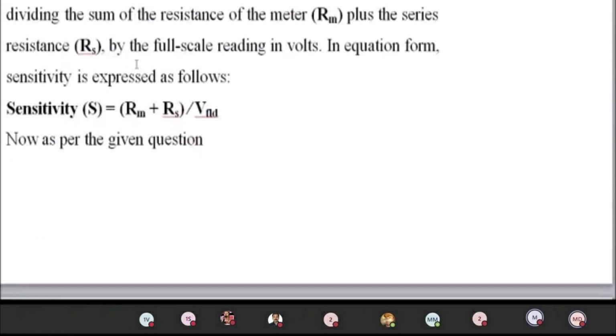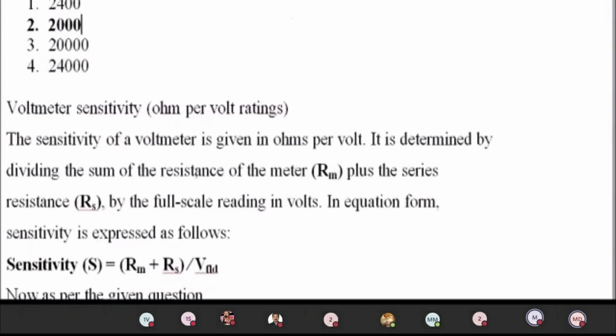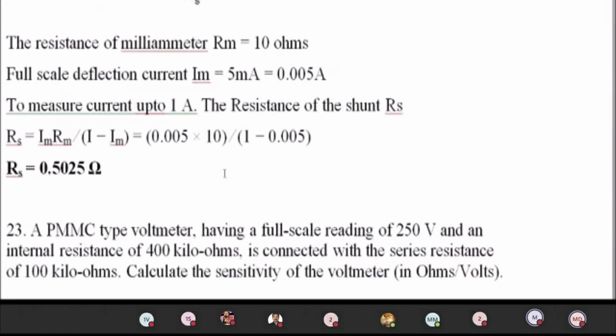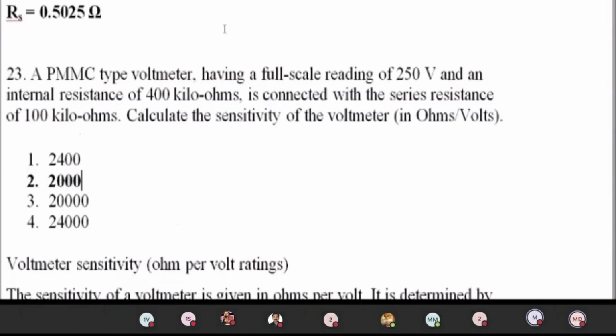How to find the sensitivity? Sensitivity, we have the formula (Rm plus Rs), that is the meter resistance plus series resistance, whole divided by full scale deflection, that is the voltage. Now what is given in your question: 250 volt, 400 kilo ohms and series resistance 100 kilo ohms.